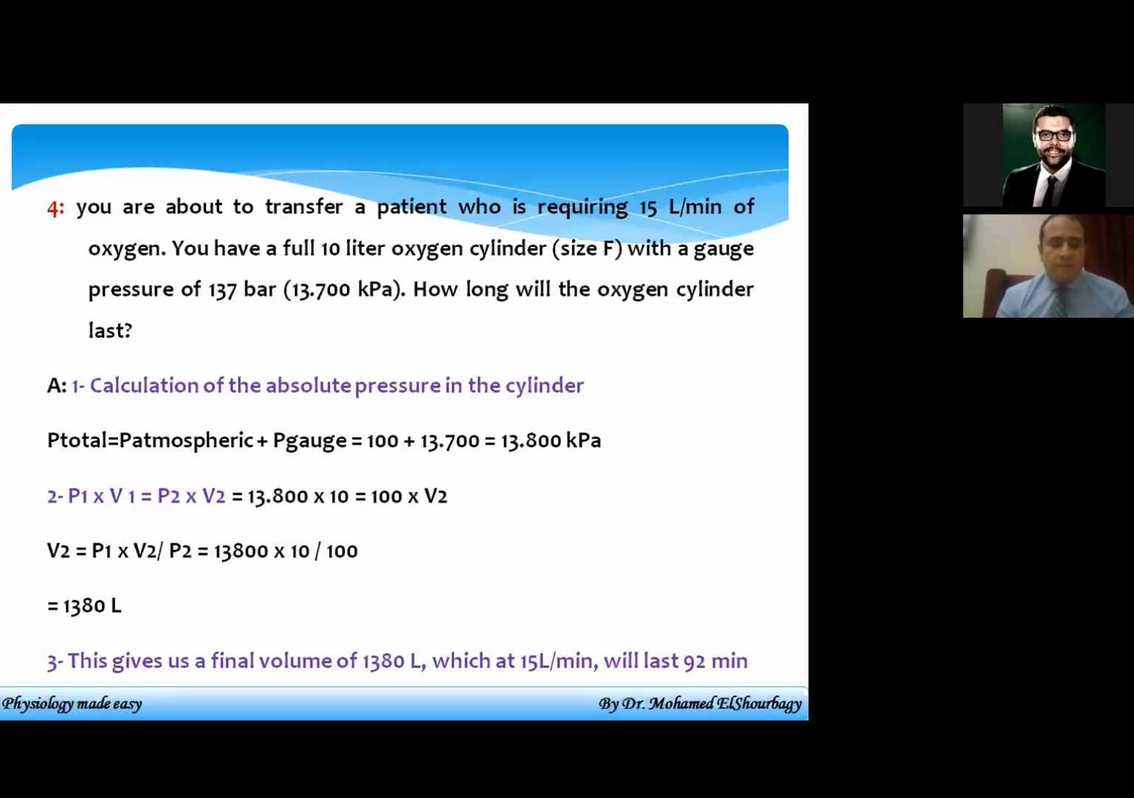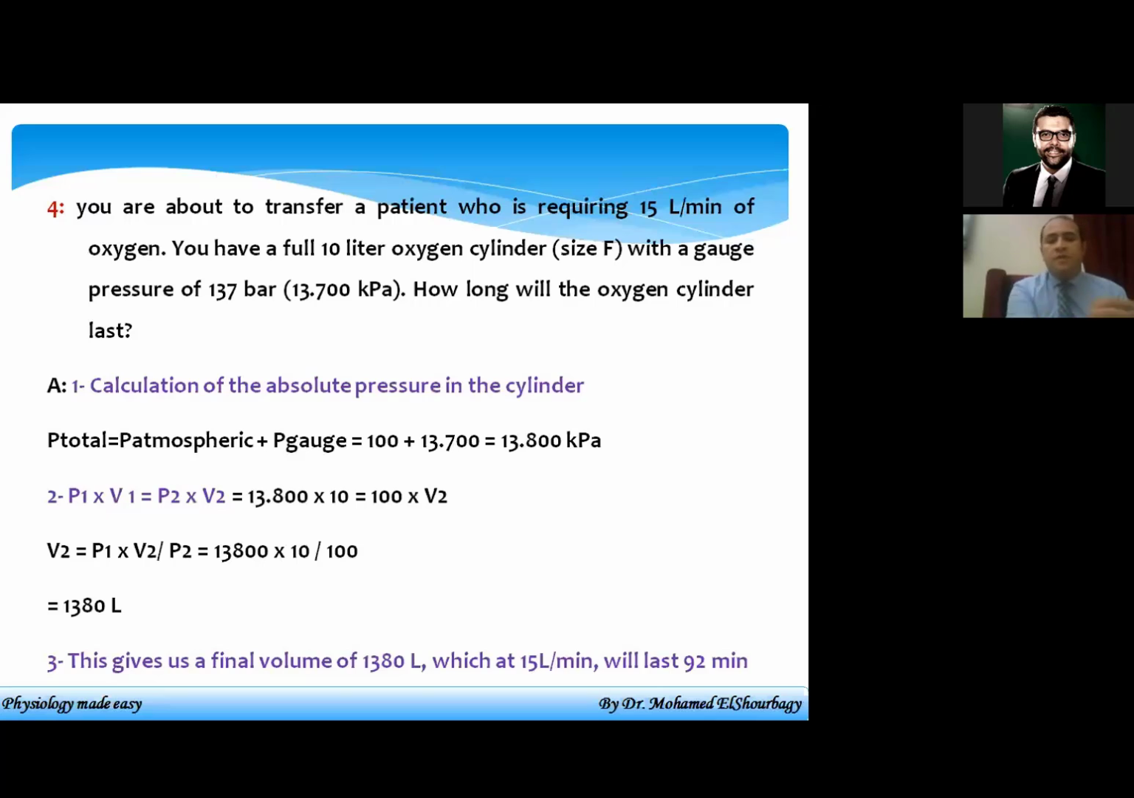Okay, 3 steps to solve this quiz. Number 1, calculation of the absolute pressure in the cylinder. P total equals P atmospheric added to P gauge, atmospheric pressure added to gauge pressure will be equal to about 13,800 kilopascal. Then P1V1 equals P2V2, so we'll get the new volume of about 1,380 liters. This gives us the final volume, which at a fresh gas flow of about 15 liters per minute will last about 90 minutes.